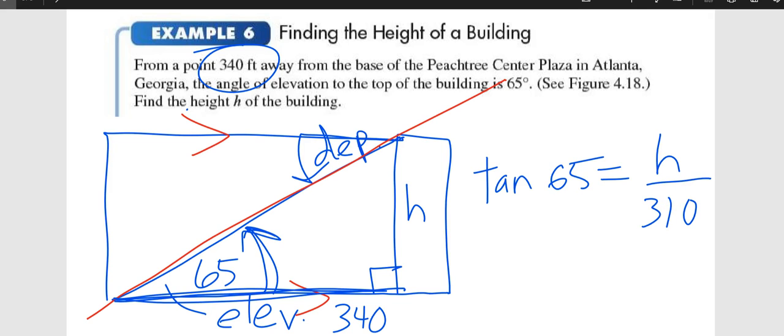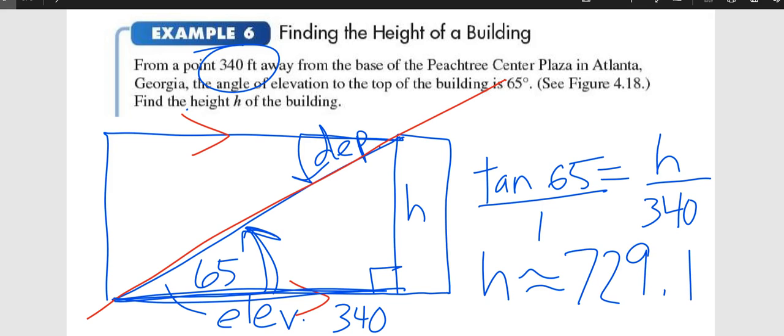Looks like a job for cross multiplication. So what height did you come up with when you multiplied? Come on, 340, 10, 65. 340, 10, 65. 729.1. Just double check your numbers on your calculator. Did you find out what you did?